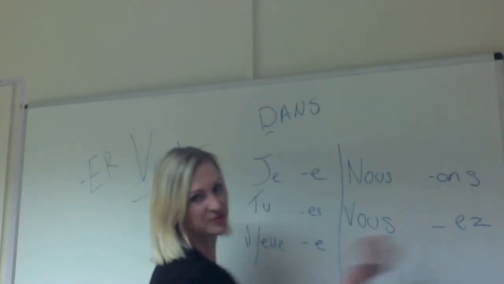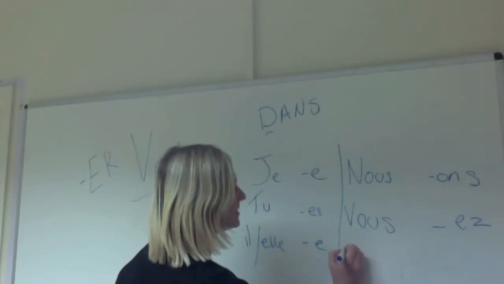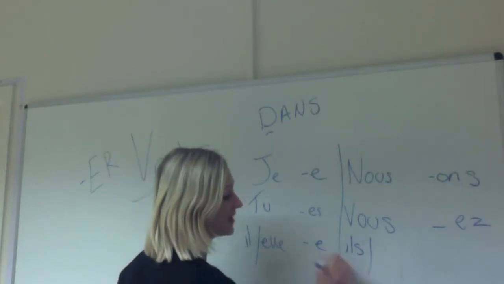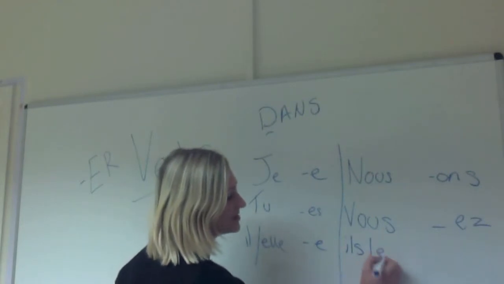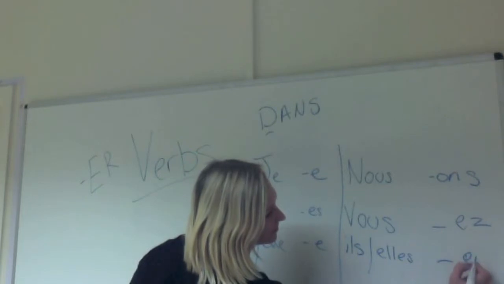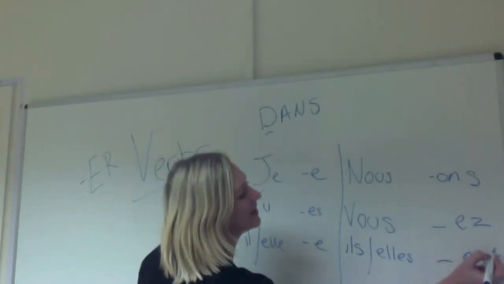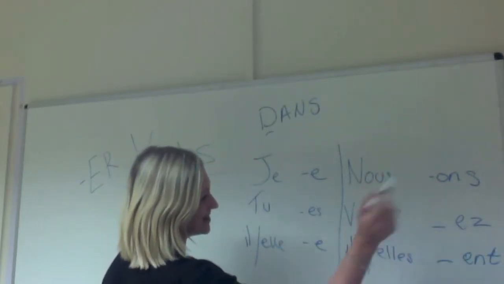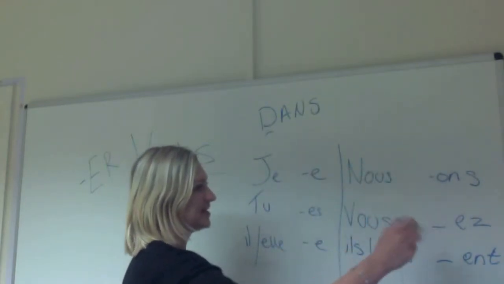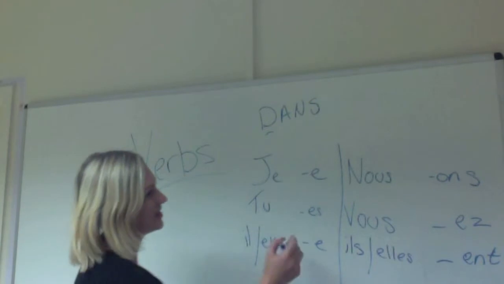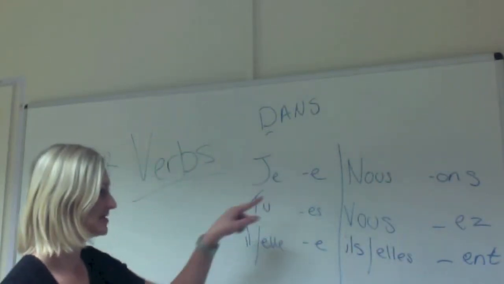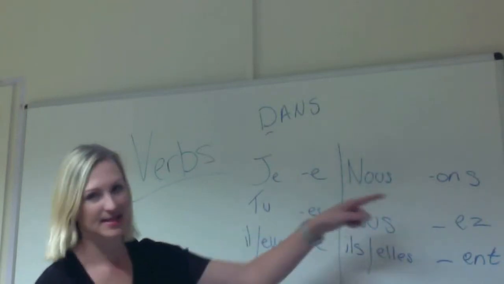the sound comes from EZ. And then the ils, plural, more than one male, or a group of male and female. And the females, elles, ENT. E, ES, E, ONS, EZ, ENT. Your turn. E, ES, E, ONS, EZ, ENT.